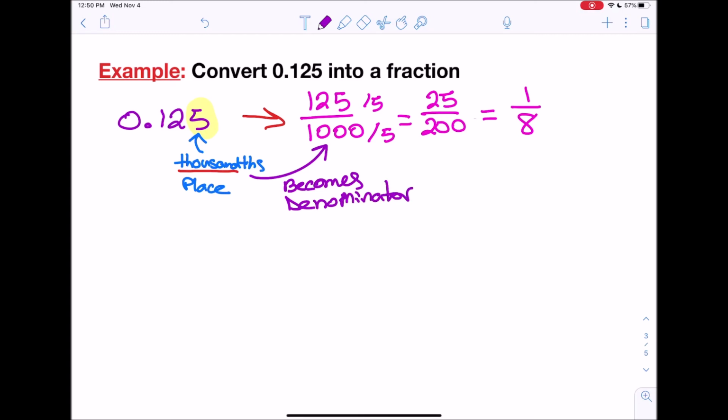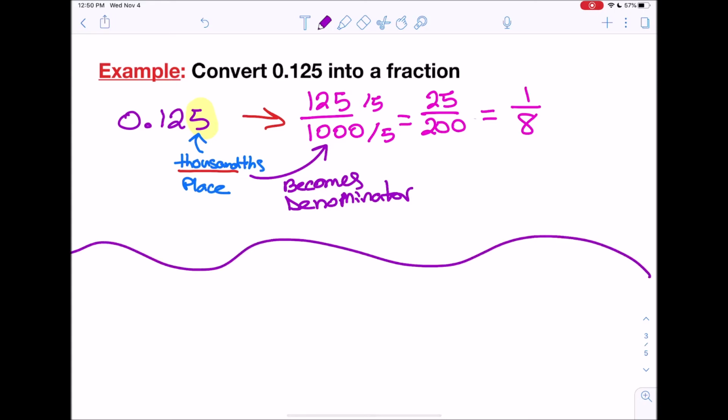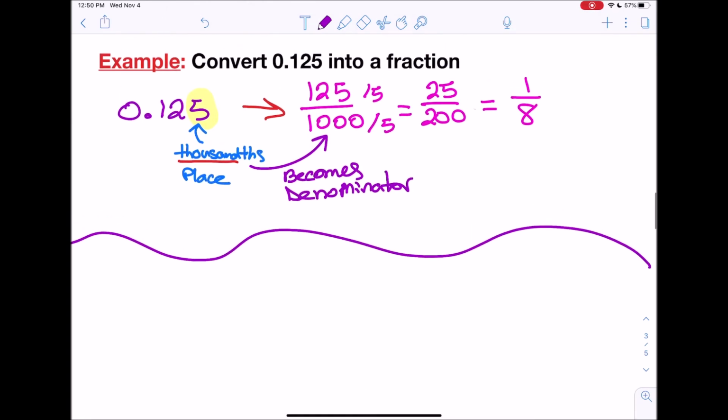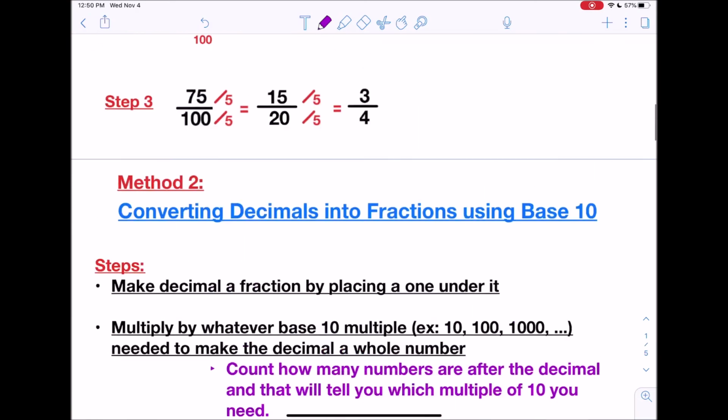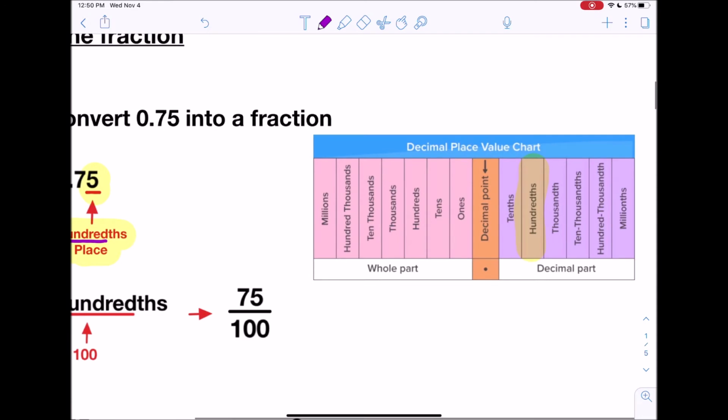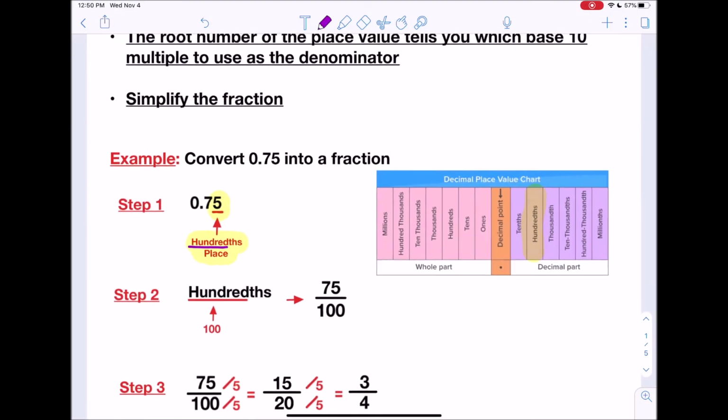All right. Now, let's take a look at a different way of doing this. So that way was looking at the place value, okay? And if you don't remember your place values, it would be a good idea to go ahead and memorize this chart or write it in your notes so that you know what your place values are, okay?